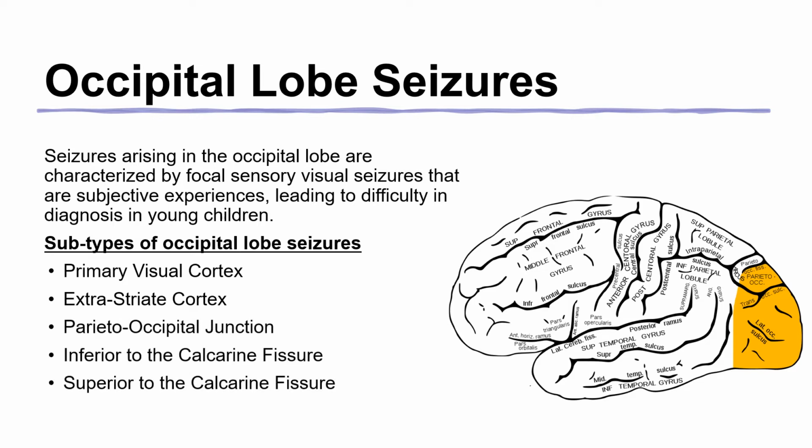Seizures arising in the occipital lobe are characterized by focal sensory visual seizures that are subjective experiences, leading to difficulty in diagnosis in young children.